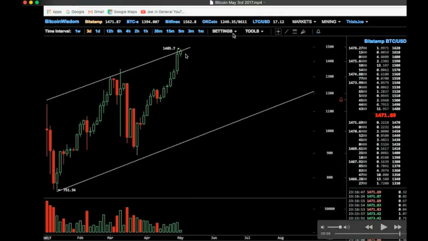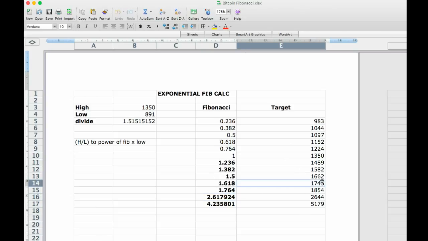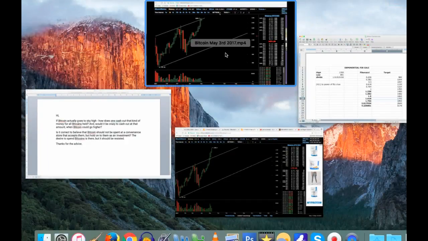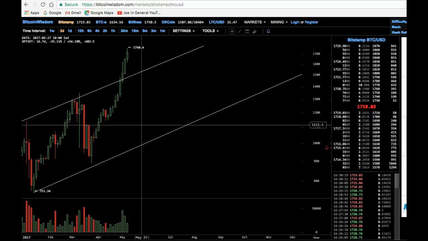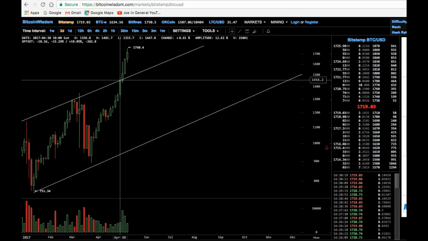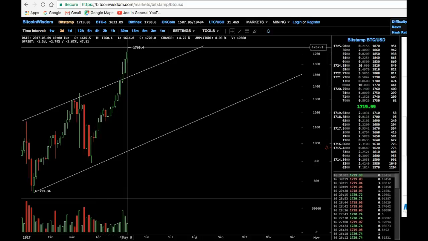But the main thing we were talking about, if we were going higher, was the exponential Fibonacci calculation of this high of 1350 and this low of 891. And the very key level was this 1.618 level of 1745. Now, let's see where we went to this week and where we are right now. Well, lo and behold, look, we have broken through the 1485 level. We actually came all the way up to 1760 and 40 cents.